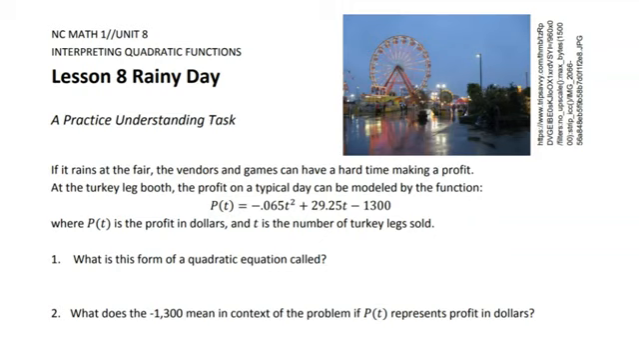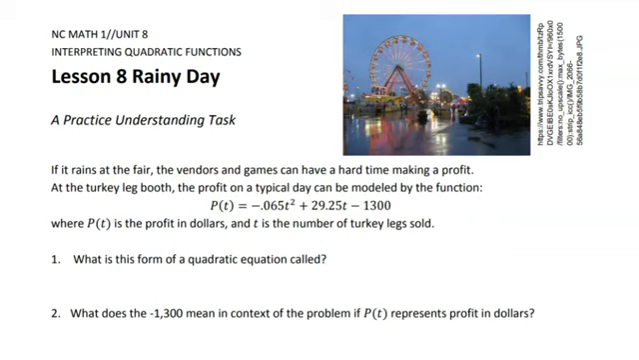If it rains at the fair, the vendors and games have a hard time making a profit. At the turkey leg booth, the profit on a typical day can be modeled by this function, where P(T) is the profit in dollars and T is the number of turkey legs sold. And we can see that this equation is written in standard form. When we look at the last term, the minus 1300, in terms of this situation, that is where we would find the y-intercept on the graph.